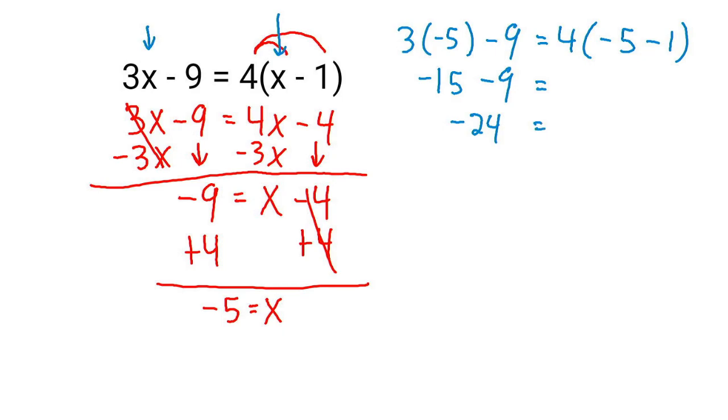Now let's go ahead and do the other side. So inside the parentheses first, negative 5 minus 1 will give us a negative 6. And then 4 times negative 6 will give us a negative 24. And as we see, both sides are equal to each other. So we see that this one works here. And so that means that x equals negative 5 will indeed be our answer here.